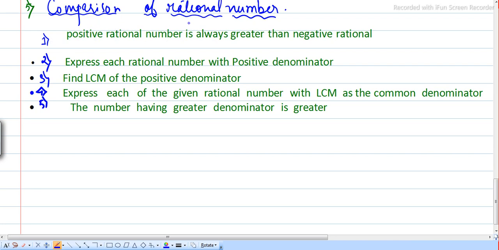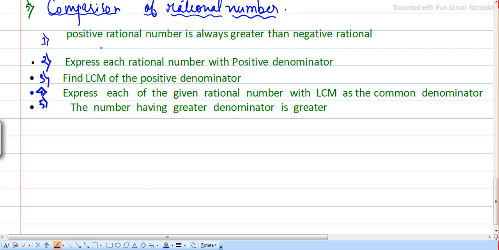If we want to compare rational numbers, we have to remember these points. I have written some of the points. First, a positive rational number is always greater than a negative rational number. Okay, this is always true. We will find positive rational numbers on the right of 0 and negative rational numbers on the left of 0. So the numbers on the right of 0 are greater than the numbers on the left of 0. So this is simple.